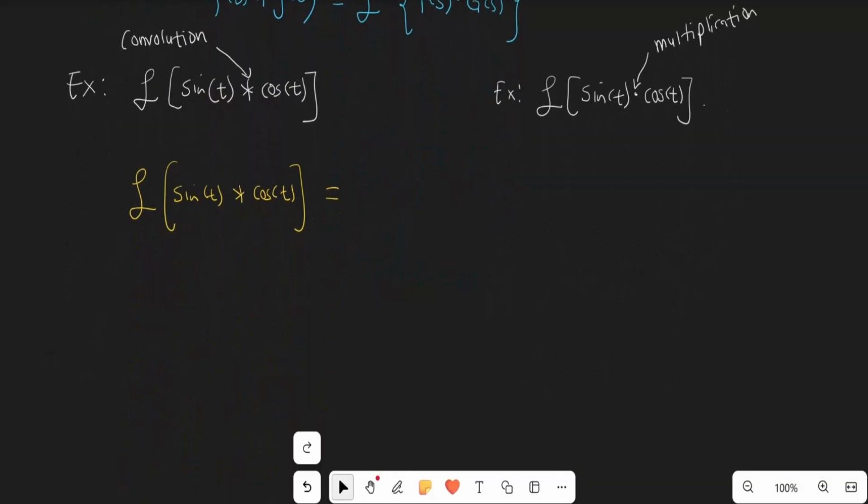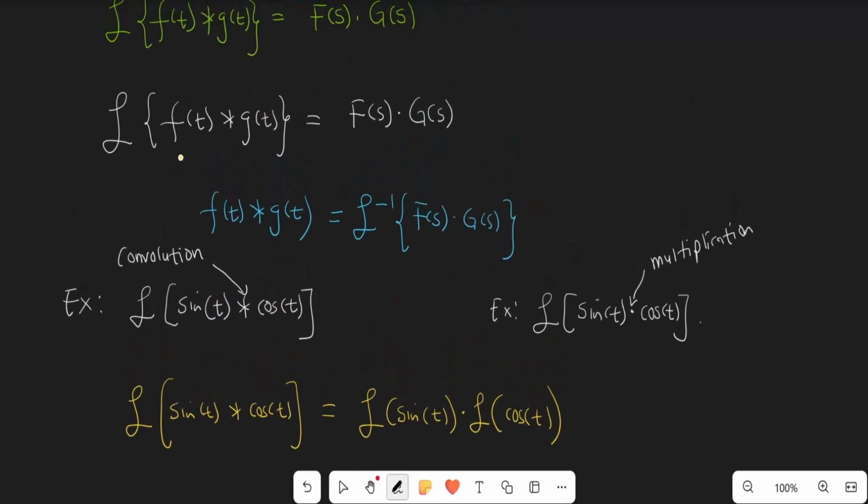So this one is just going to be the Laplace transform of the sine of t, right? And this is going to be multiplied by the Laplace transform of the cosine of t, like this. That's t, not at, I'm sorry about this. So this is just by using our definition, right?